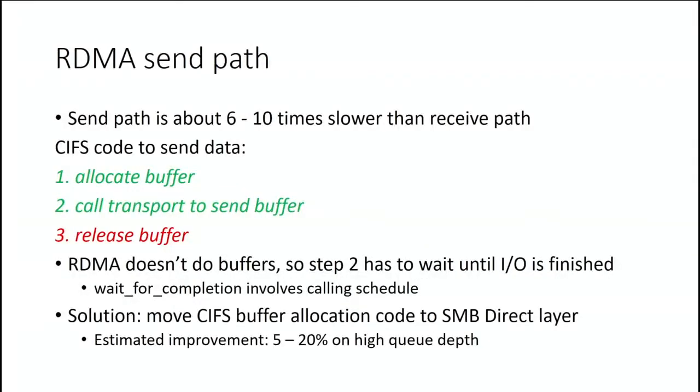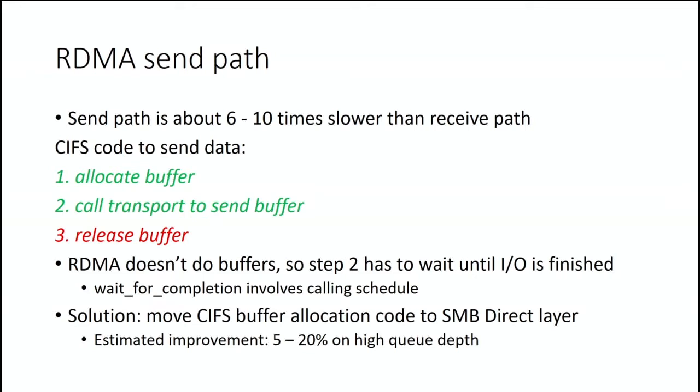Okay, another interesting area discovered by the profiling is that the send path is about 6 to 10 times slower than the receive path. This is a problem I'm still working on. The reason for the send path being slower is that in RDMA, you don't do data copies. So when someone asks to send some data, you have to send it and return only after the data has been sent. The return also means that the other end has received it. So this process can take some time.